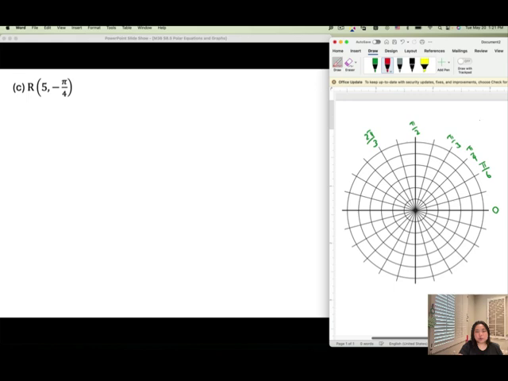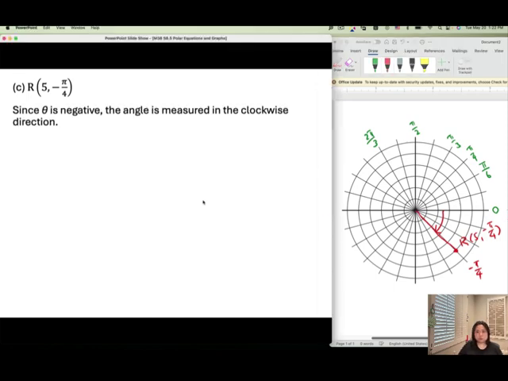Okay, C. Point R, 5 and -pi over 4. For -pi over 4, you're going to go clockwise, 45 degrees. So that will be this one. This is -pi over 4, so you're looking for the angle going clockwise. And then +5. So from this line, 1, 2, 3, 4, 5. Draw the straight line. So this is going to be your point R, 5, -pi over 4.